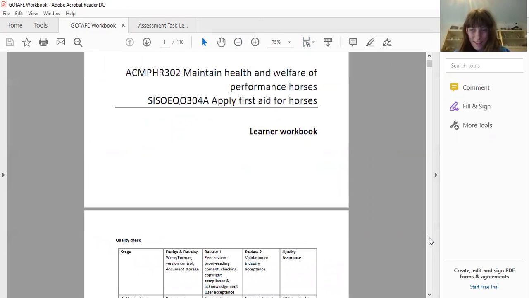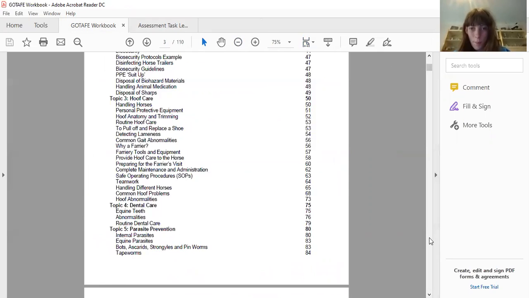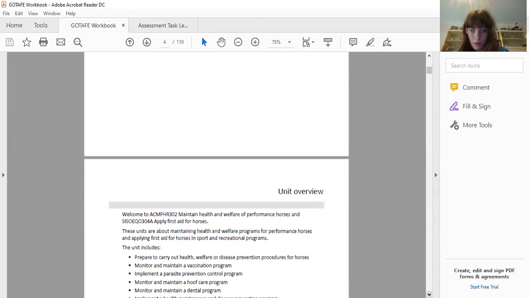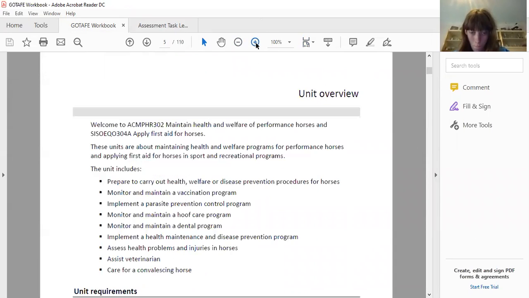So there is a lot of content within it, but the first couple of pages are not necessarily needing to be read. Okay, so unit overview, we're looking at on page 4. It says, welcome to ACM PHR 302, which is maintain health and welfare of performance horses, and SIS OEQO 304A, apply first aid for horses.